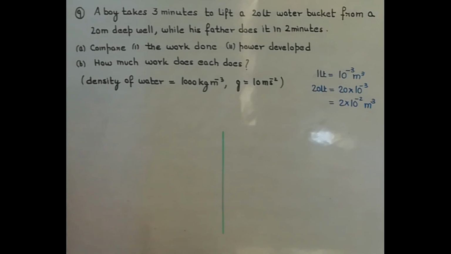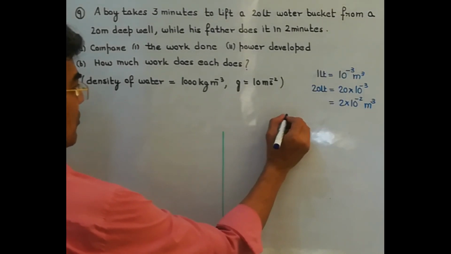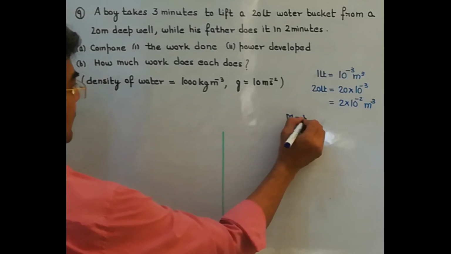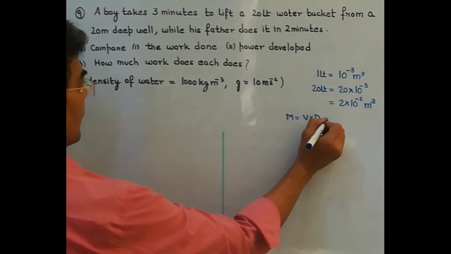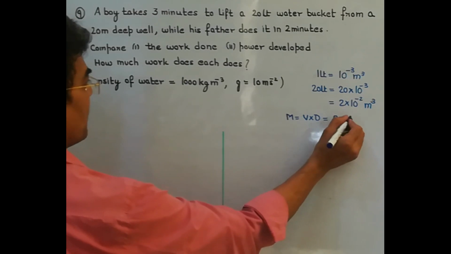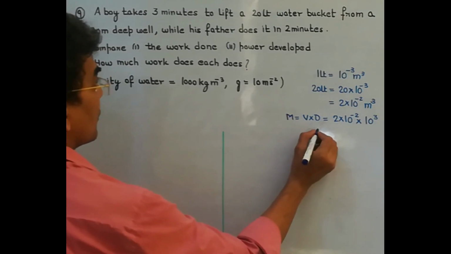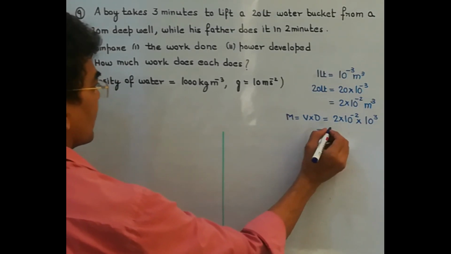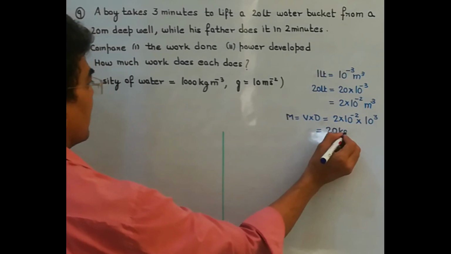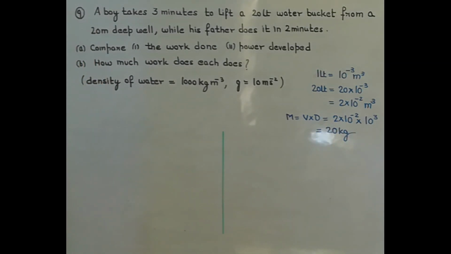Now, knowing the volume, you can also calculate the mass of water. Volume is 2 into 10 raised to the power of minus 2 and density is 10 raised to the power of 3. So that makes it 20 kg. So both of them are lifting 20 kg of water through a vertical height of 20 meter. So this is known to us. I hope this calculation is clear to you now.